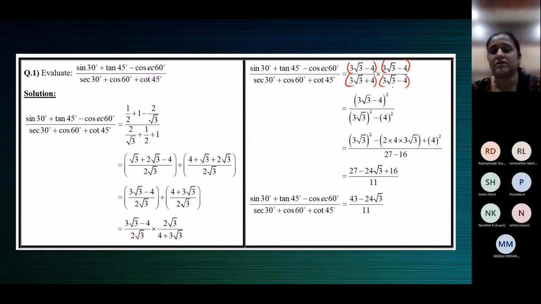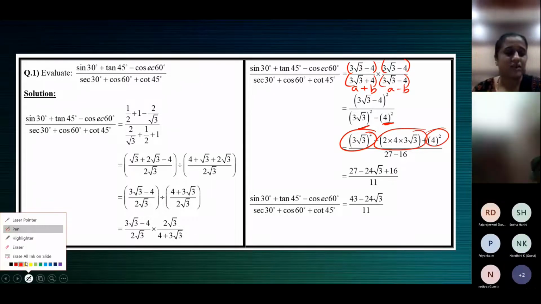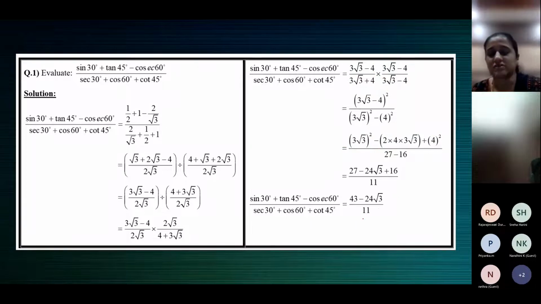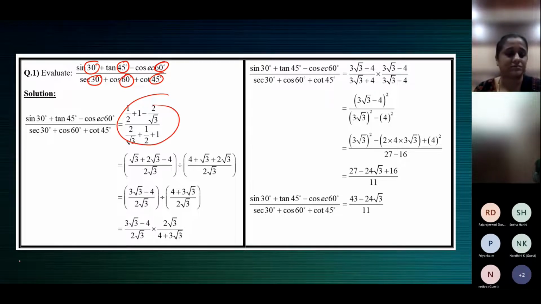The denominator is like a plus b into a minus b. So a squared minus b squared. Algebraic identities. And then, you know, a minus b the whole square is a square minus 2ab plus b square. So simplify and you see that the final answer has a rational denominator. So here the angles are standard angles, so it's very easy. Just get the values from the table and simplify.